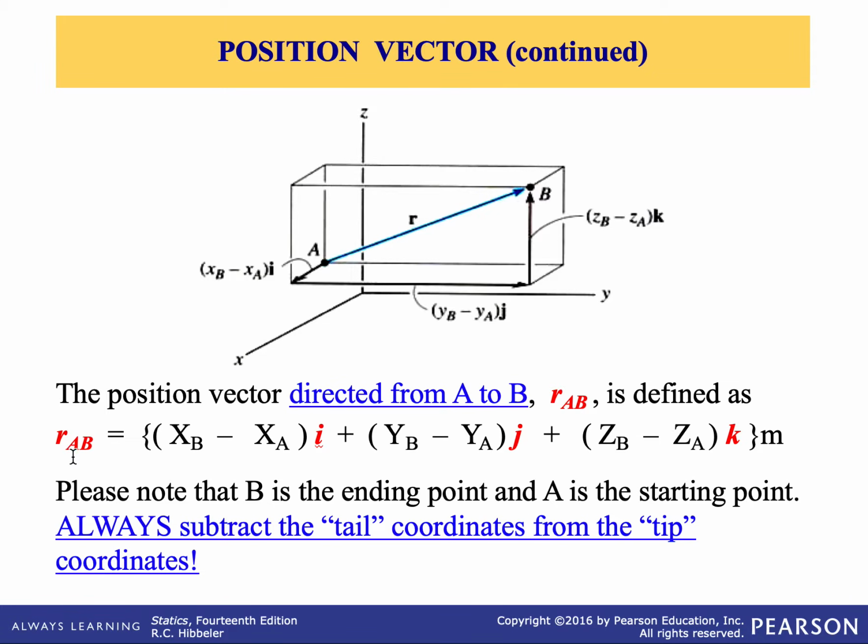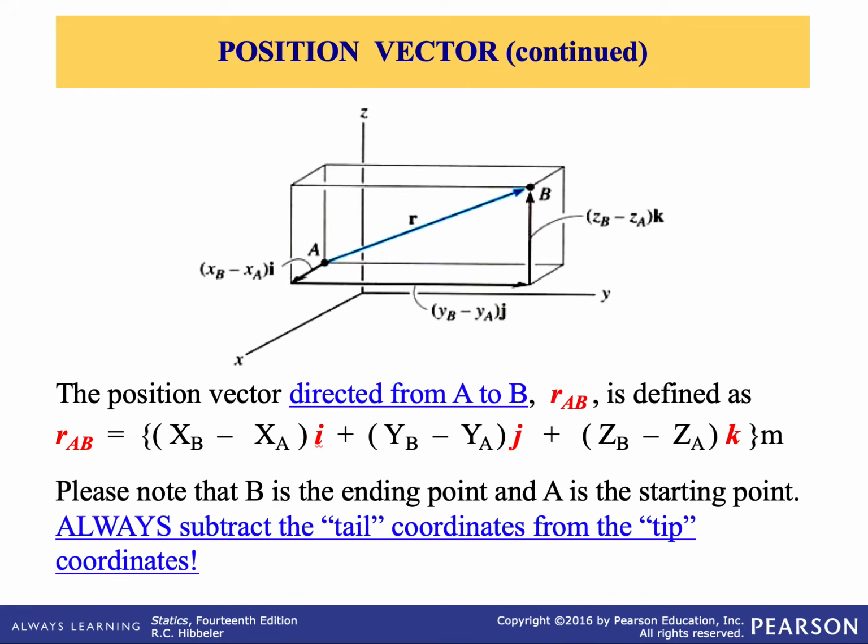Note that A is the starting point and B is the ending point, the head. So A is the tail and B is the head. The notation RAB is always: whatever you start with is the tail and whatever you end with is the head, or the arrow where it's directed. And that's your position vector. Always subtract the tail from the tip. That's our notation in geometry. We have an agreement now that this is called a position vector. It's a vector because remember you have i, j, k.